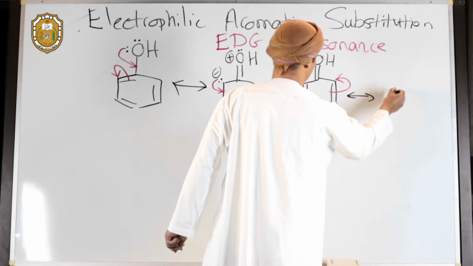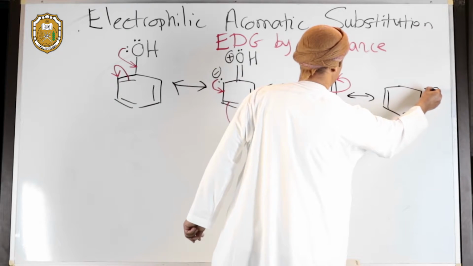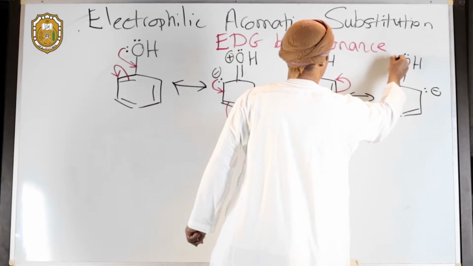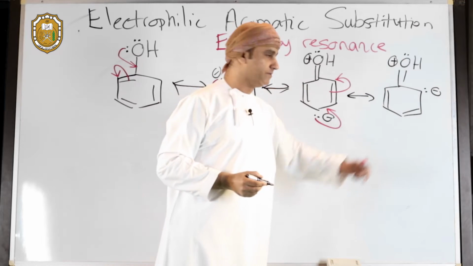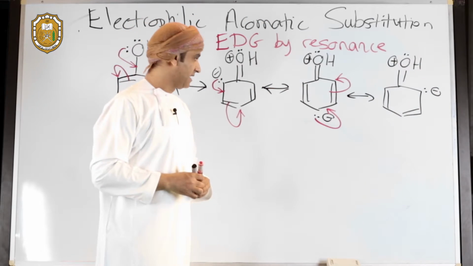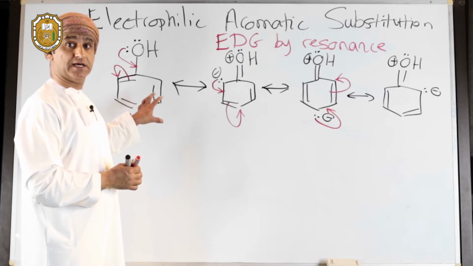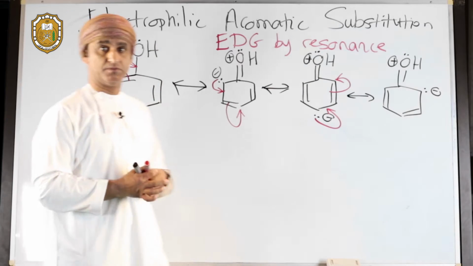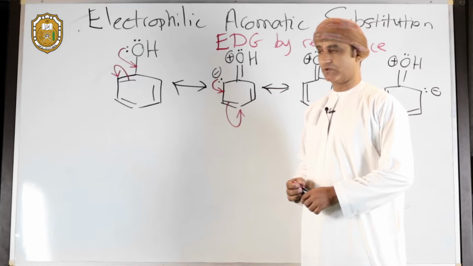Now this will give us an additional resonance form that has a lone pair on that carbon. So we can clearly see as a result of this resonance donation that the oxygen atom in the hydroxyl group, because it has a lone pair, can donate electrons by resonance.